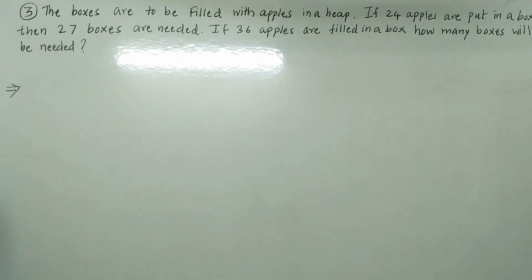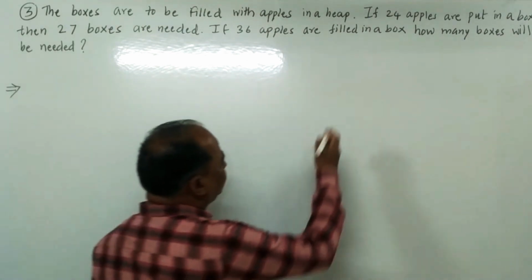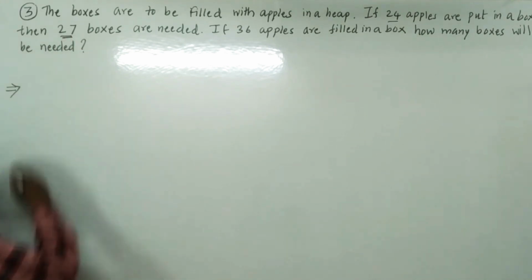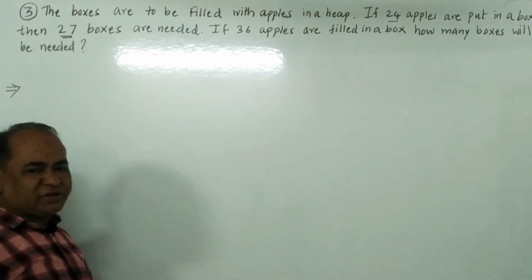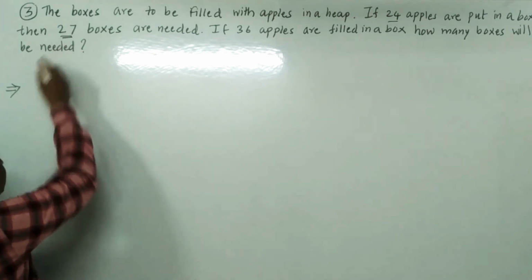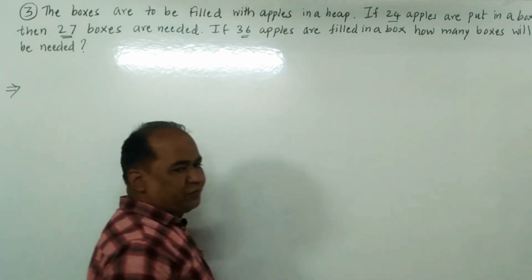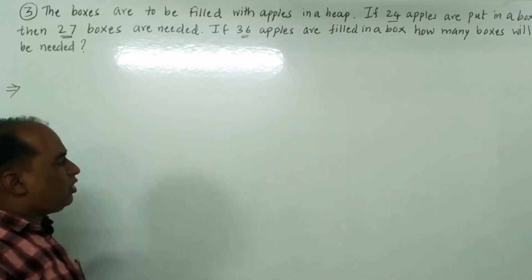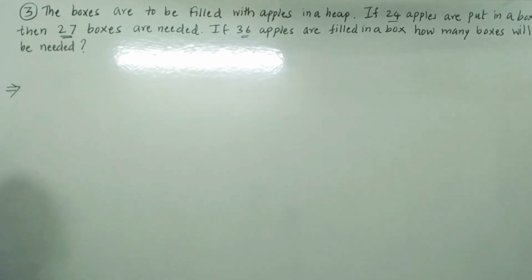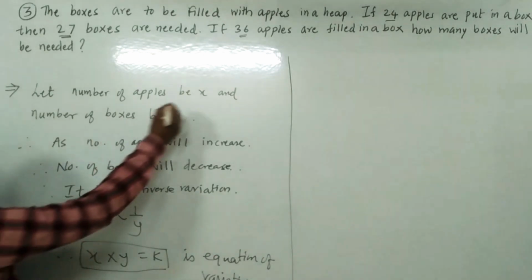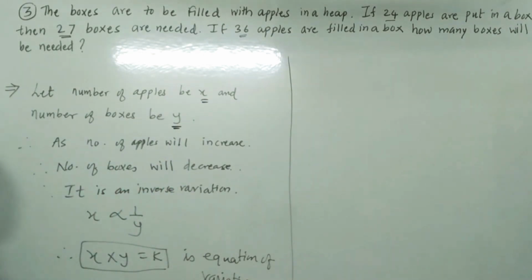Third example, boxes are to be filled with apples in a heap. If 24 apples are put in a box, then 27 boxes are required. 24 apples in one box, then the number of boxes required is 27. If 36 apples are to be filled in one box, then how many boxes will be needed? So let x be the number of apples and y be the number of boxes.